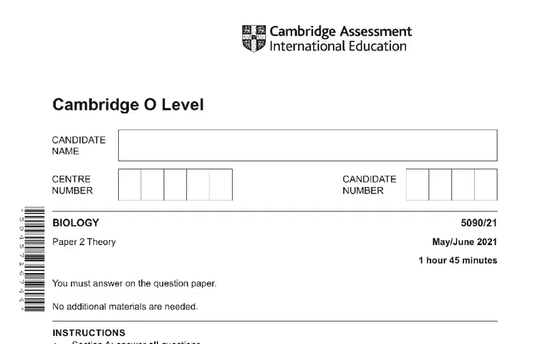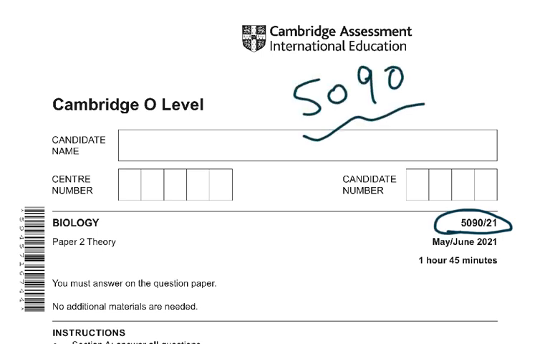As you all know, this is paper 5090, the O-level syllabus which we follow mostly here in Pakistan. We are going to be doing the June 21 paper. It's 1 hour 45 minutes. This paper is going to be a little difficult, so please everybody concentrate on how you're going to handle this paper.